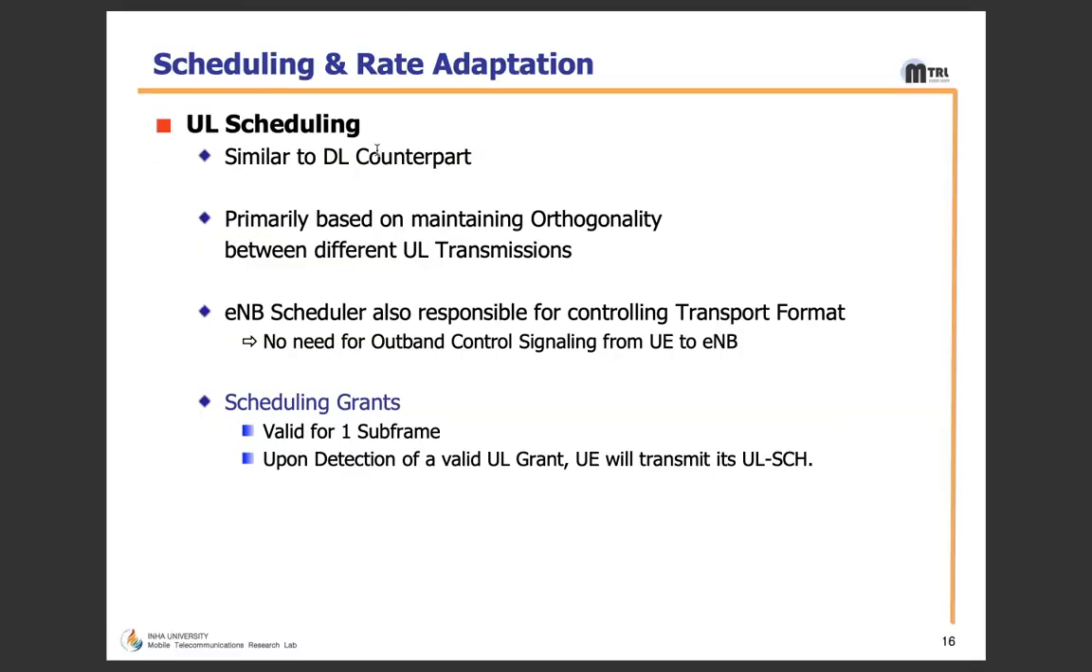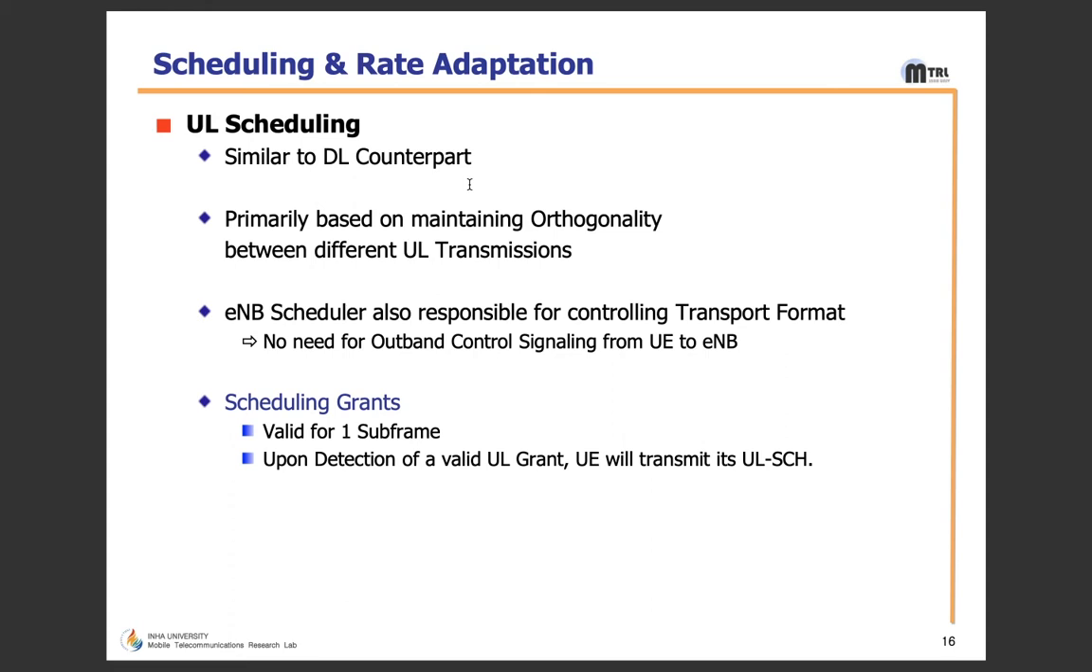The second important one is the uplink scheduler. The basic function of the uplink scheduler is similar to its downlink counterpart, namely to dynamically determine for each 1 millisecond interval which terminals are to transmit on which uplink resources. Please note that the LTE uplink is primarily based on maintaining the orthogonality between the different uplink transmissions, and the shared resources controlled by the eNodeB scheduler are the time frequency resource units.